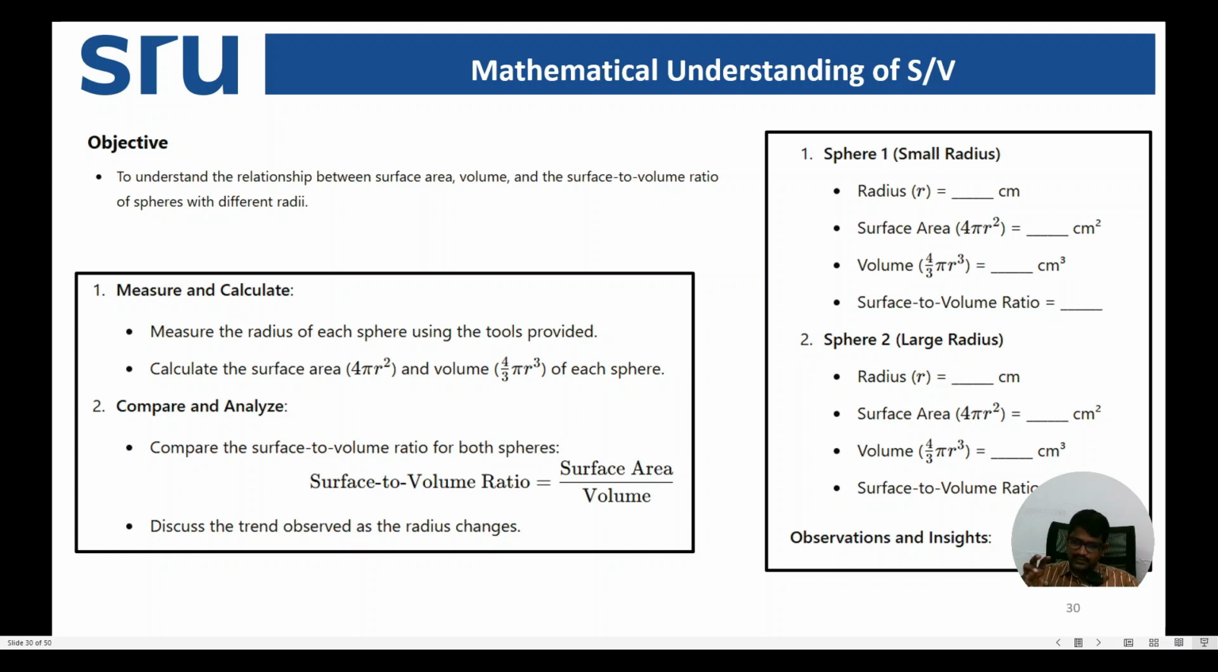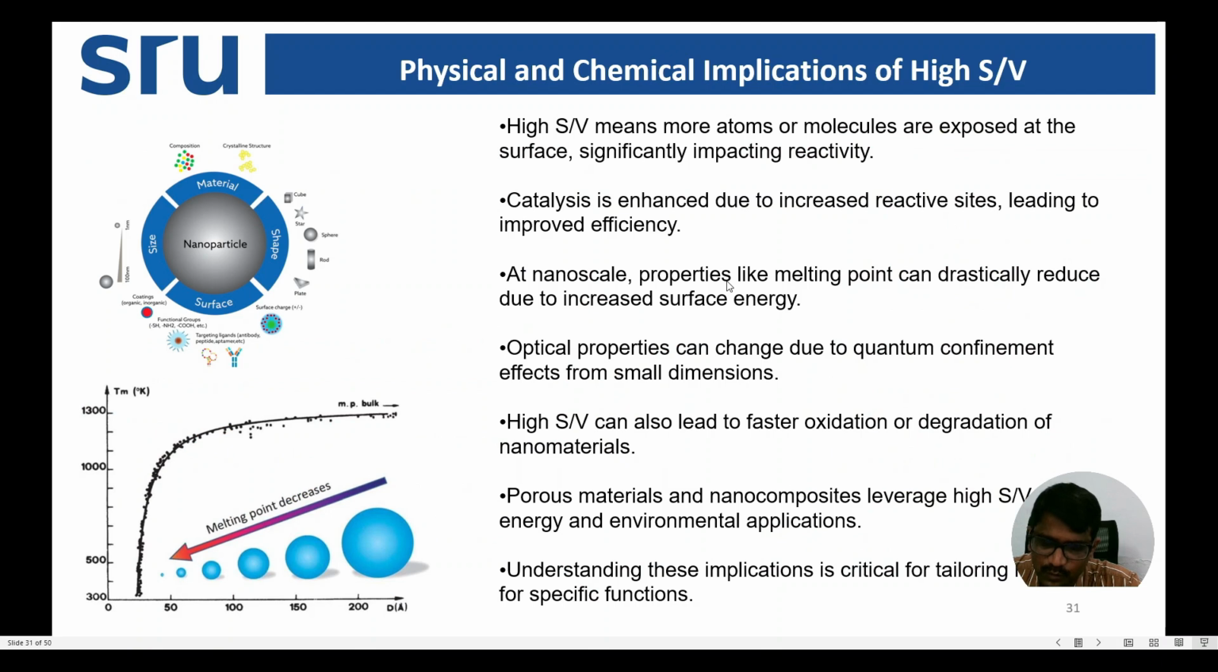If you consider these two spheres with different radii, you can first measure the radius, and then find the surface area with the formula 4 pi r squared. Also you can find the volume, and also the surface to volume ratio. If you find the surface to volume ratio of the small sphere and the larger sphere, you can understand which will get more?